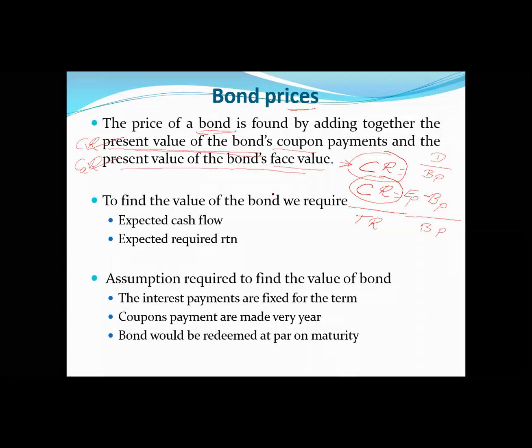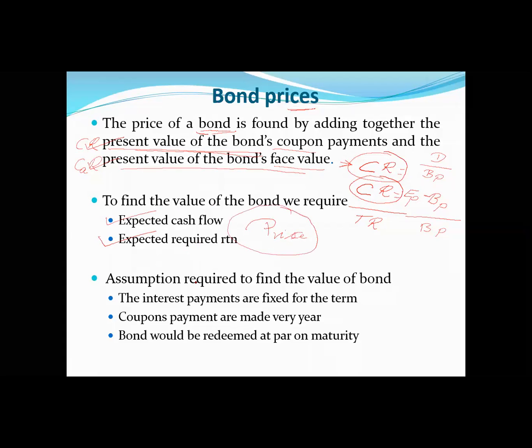Okay, to find out the value of the bond, what do we require? We require expected cash flows. That means how much money has been invested, and we also need to know what your desired return is. Only when we know how much money you have put in and how much return you expect will we be able to ascertain the price of the bond. Clear? So to ascertain the price of the bond, there are certain assumptions that we have to make.